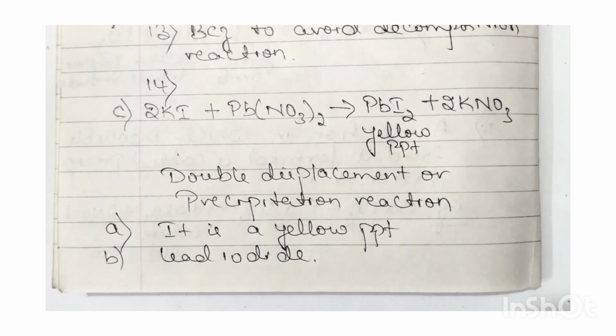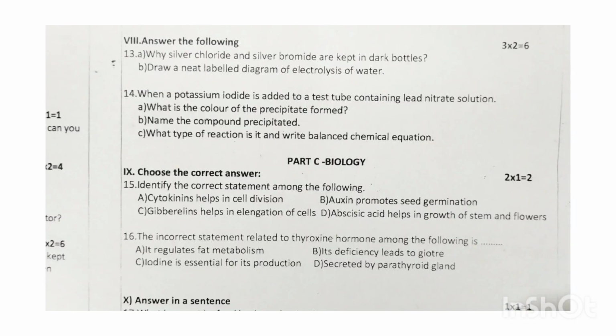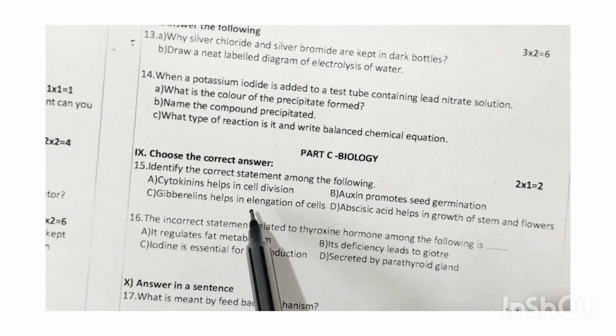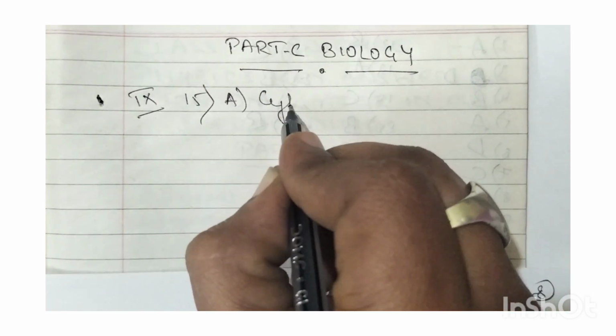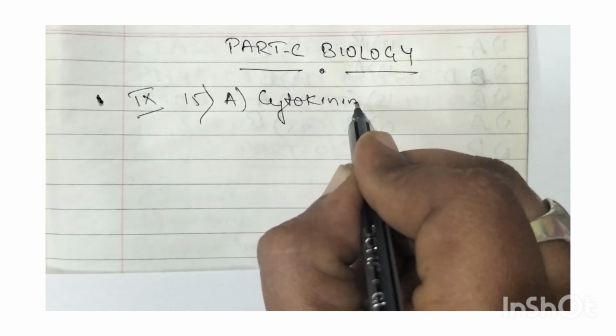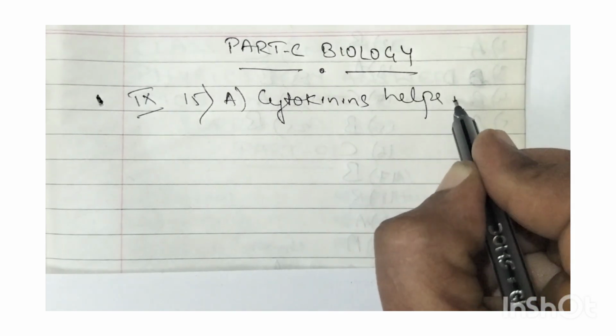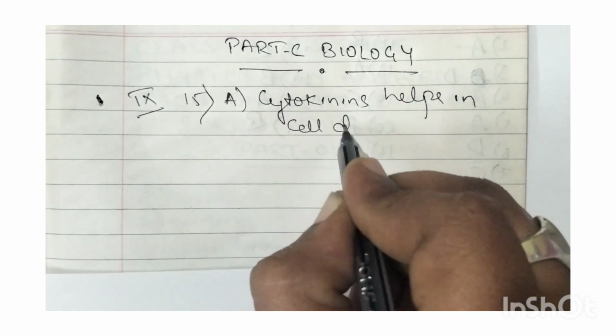Now let us move to the biology part. So the first question of part C biology is, identify the correct statement among the following. Cytokinins help in cell division, auxin promotes seed germination, gibberellins help in elongation of cell, abscisic acid helps in growth of stem and flowers. Among these four options, the right option is A. Cytokinins help in cell division. That is the right answer. For the 15th one, option A, that is cytokinins help in cell division.